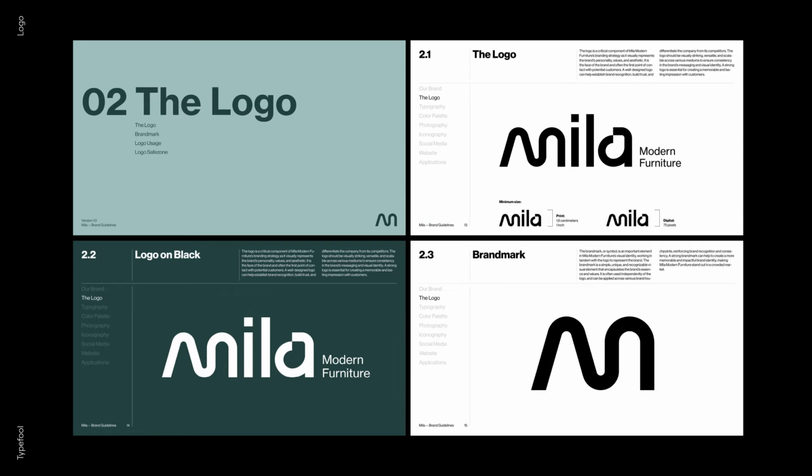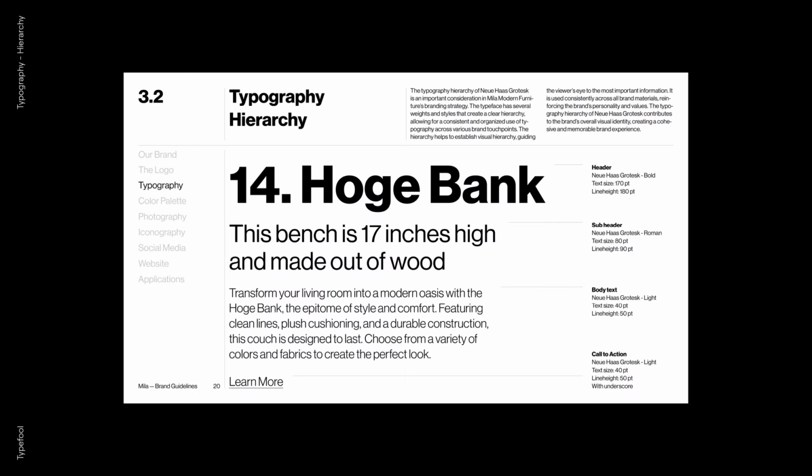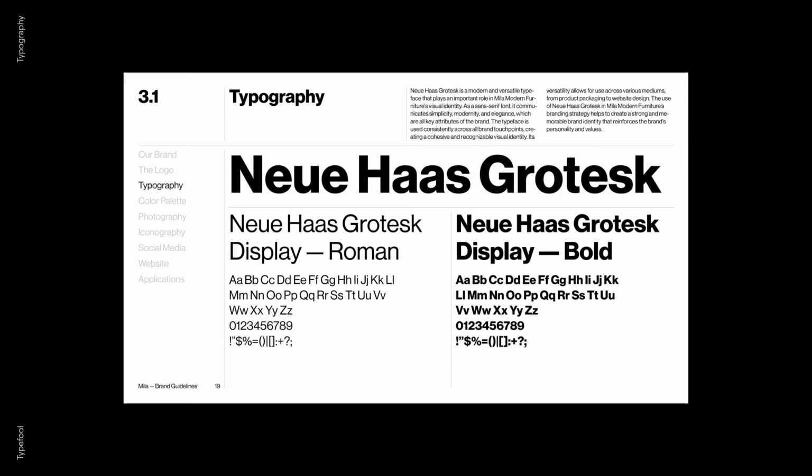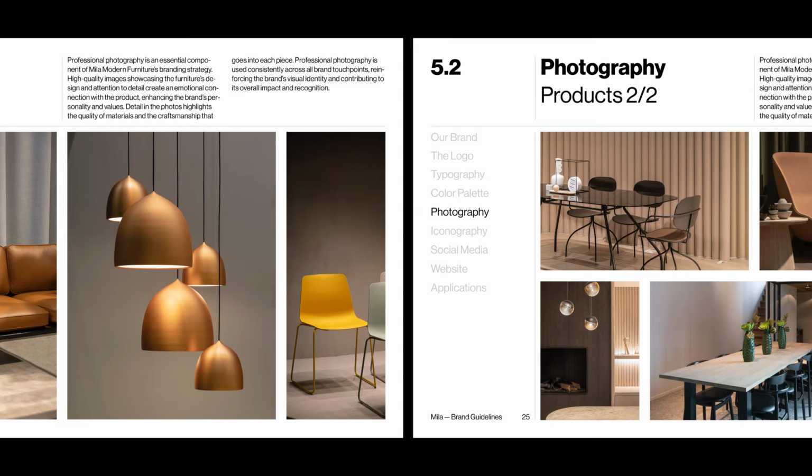Moving on to the visual elements, the logo takes center stage. The guidelines should not only define the logo, but also provide clear instructions on its usage. Also showcase typography and the hierarchy, how the typography will be used. And you want to add color to your brand guidelines. These are the building blocks of a visual identity. But don't stop there.